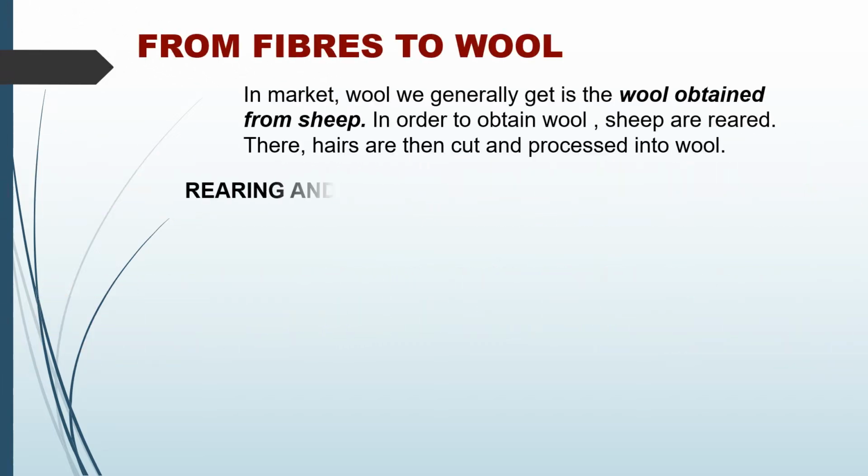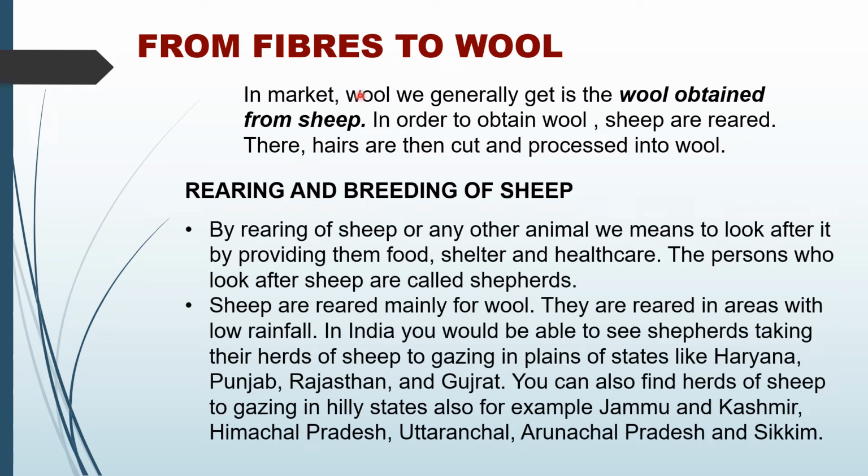From fibers to wool. In the market, the wool we generally get is the wool obtained from sheep. So sheep wool is the common wool in the market. In order to obtain wool, sheep are reared. Reared means taking care of the animal by providing them food and shelter. That is called reared. Their hairs are then cut and processed into wool.